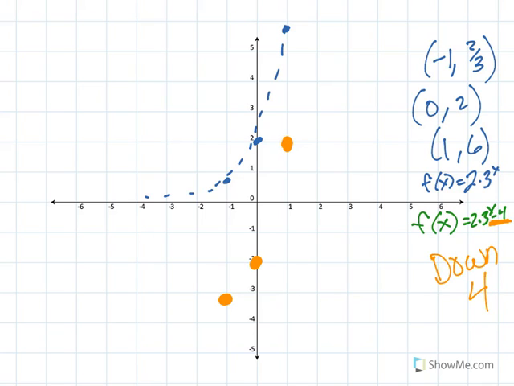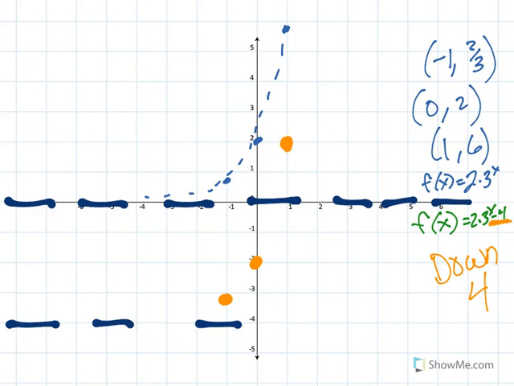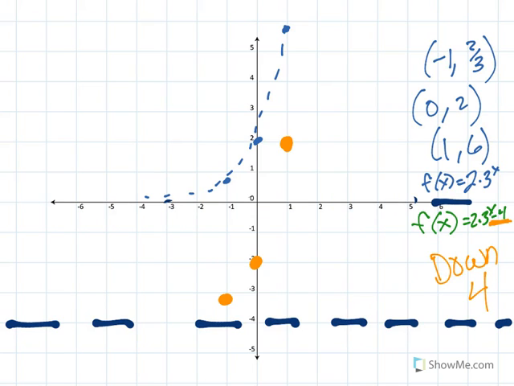And recall that the initial parent function has a horizontal asymptote at y equals 0. So I will also move that down 4, and my horizontal asymptote becomes down here at y equals -4. So let's get rid of this one. Okay, now I am ready to connect my dots.